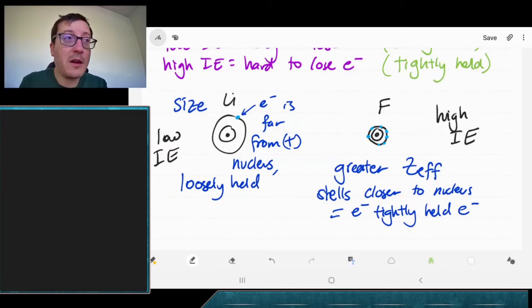If it's far away from the nucleus, it's like, okay, I'll go out. I'll go do something else. But the ones in fluorine, it's going to be pretty hard to take one off because those are all really close to the nucleus, and so they're much more tightly held onto. So it's a lot harder to remove an electron because they're much closer to the nucleus, which is more positively charged.